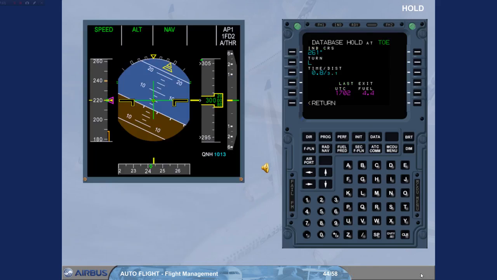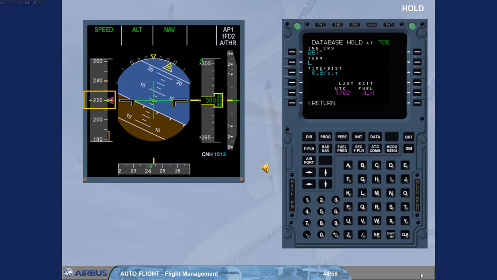The holding speed is the lowest of maximum endurance speed, ICAO limit holding speed, or speed constraint, if any.